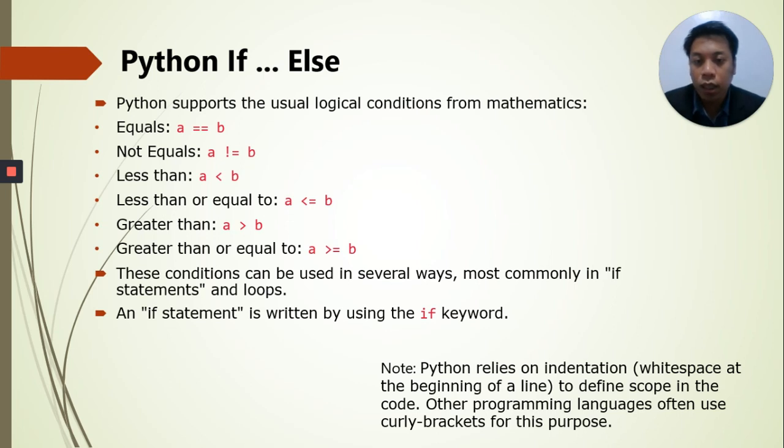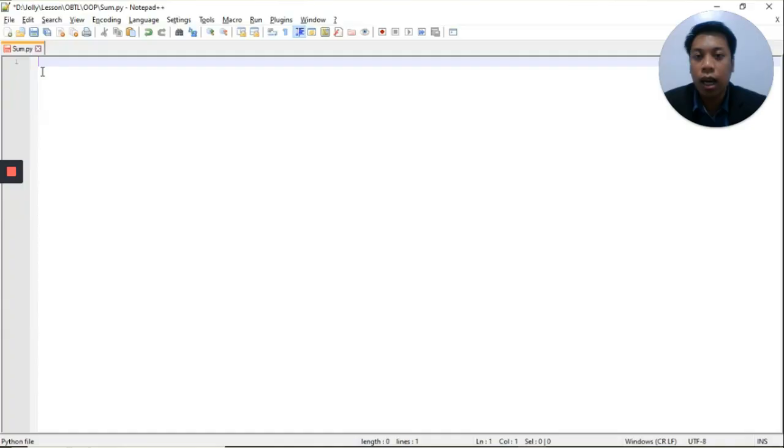The if statement is written by using the if keyword. Now, take note, this is very important. We will also try this later on. Python relies on indentation to define scope in the code. Other programming languages use curly brackets for this purpose, curly brackets. But in Python, we use indentation. This is very important. We will see this later, okay? But first, we will try the if statement.